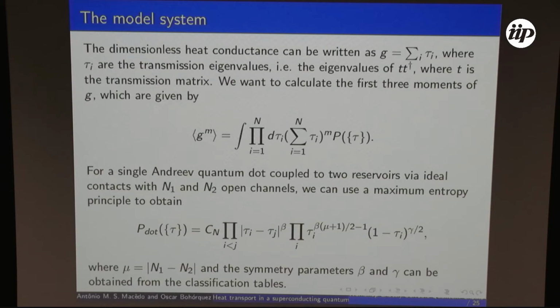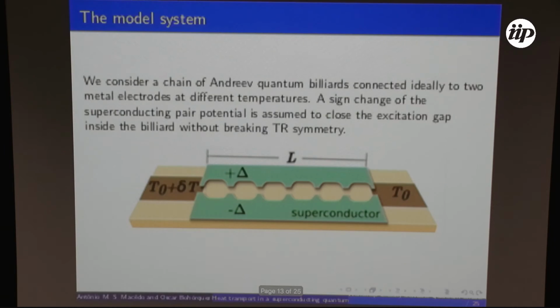Okay, but you still have to do the integral, okay? The integral has to be done. Sorry, yes? Yes, yes. Beta is given by this.